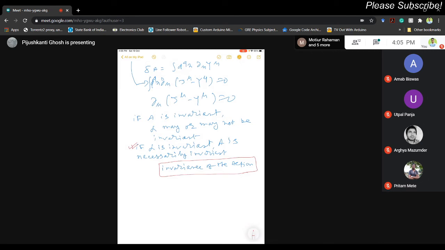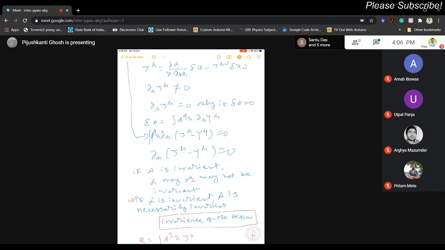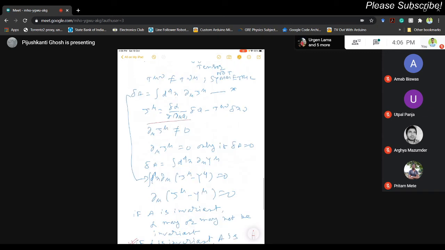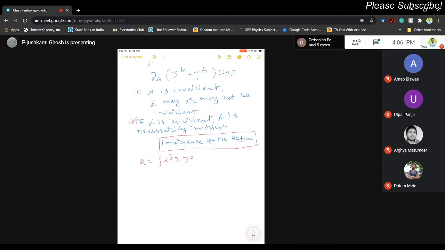So now what we get is that we define a quantity Q as the integral d^3x of j0, where j mu I have defined here. Where did I define j mu? Okay, I have defined j mu as here. So j mu is a 4-vector. It has 4 components. I define this as basically the Noether charge.